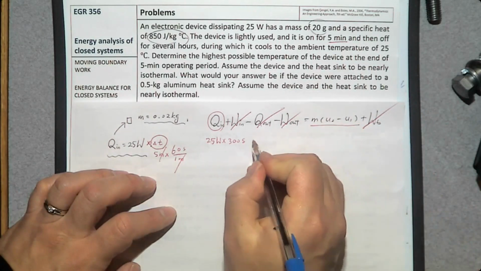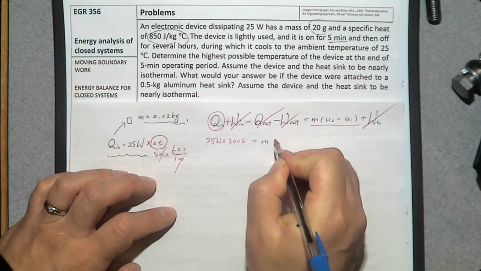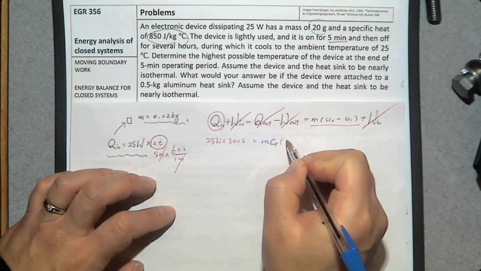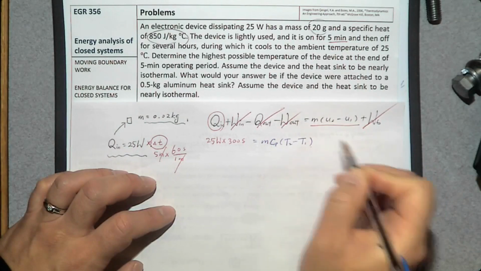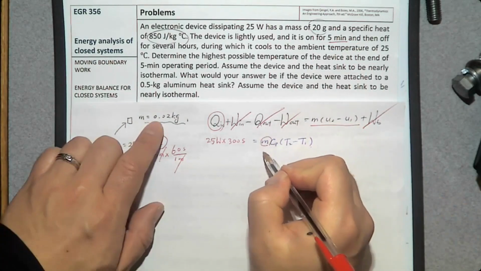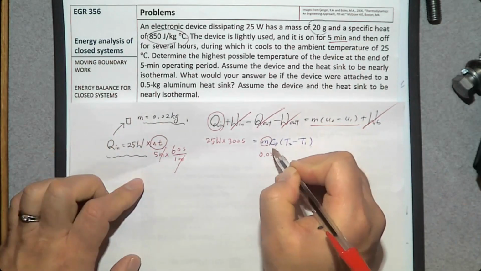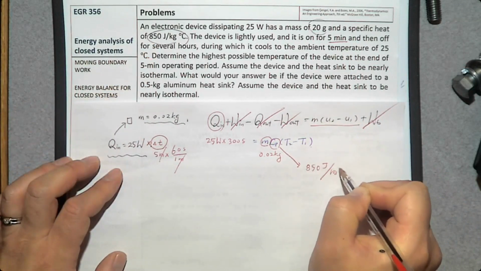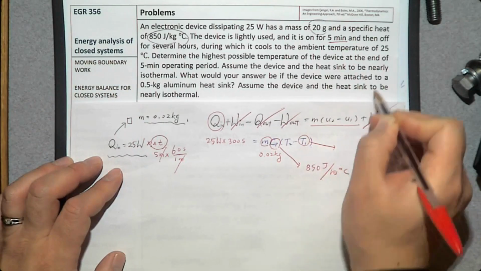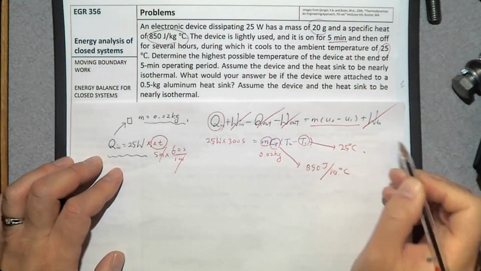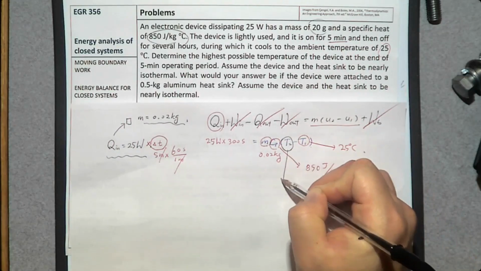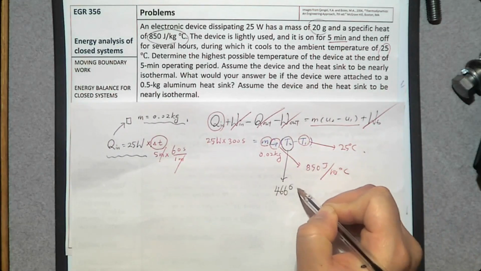How do you determine that? Mass times specific heat. Specific heat, C, just C, but people like to say CP, times T2 minus T1. Then what is the mass? 0.02 kilograms. What is the specific heat? 850 joule per kilogram degree C. What is the initial temperature? 25 degrees Celsius. So what is the final temperature? If you do the calculation, you get 466 degrees Celsius.